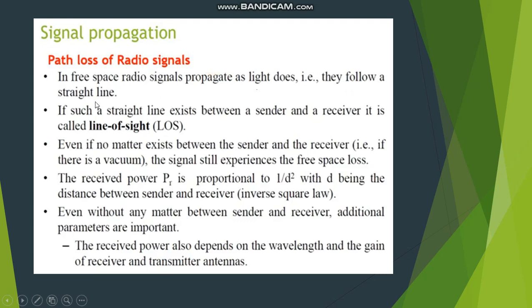That is, they follow a straight line. So as I said, in vacuum, in space, radio signals also follow the rule which light signals follow, that is to propagate in a straight line. So in space or in vacuum, radio signals travel in a straight line. If such a straight line exists between a sender and a receiver, it is called line of sight. So if there is a straight line, that is space available, and we are sending signals from a sender to a receiver in space, and there is a direct straight line available between sender and receiver, that straight line is called line of sight.